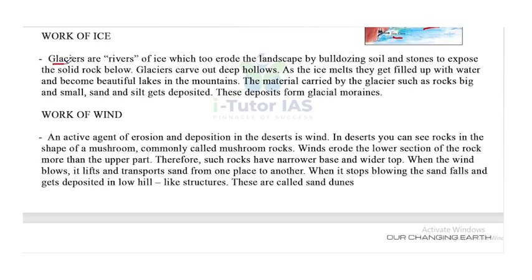Now, work of ice. Glaciers. What are glaciers? They are rivers of ice which erode the landscape by bulldozing soil and stones to expose the solid rock below. Glaciers also carve out deep hollows. As the ice melts, they get filled up with water and become beautiful lakes in the mountains.